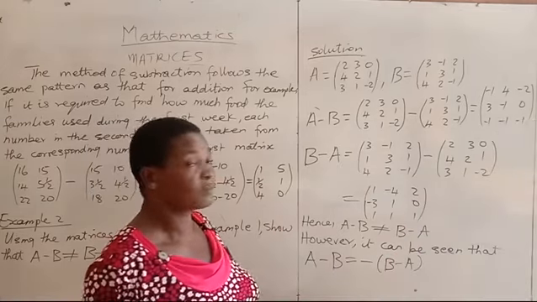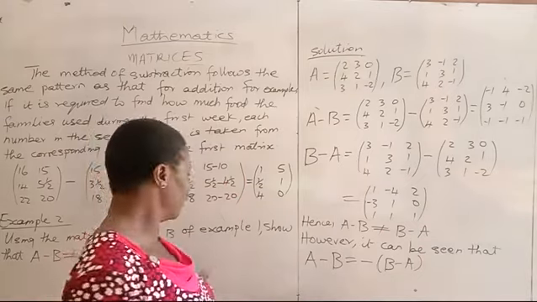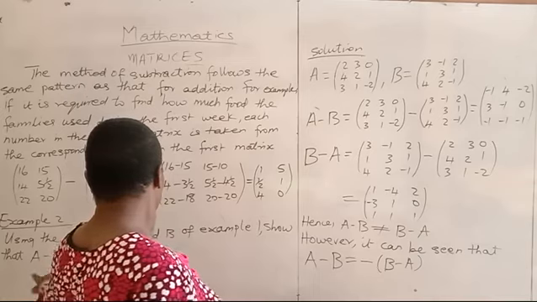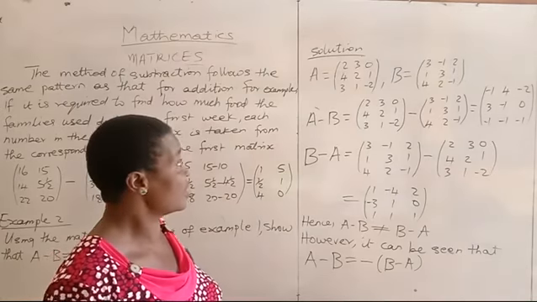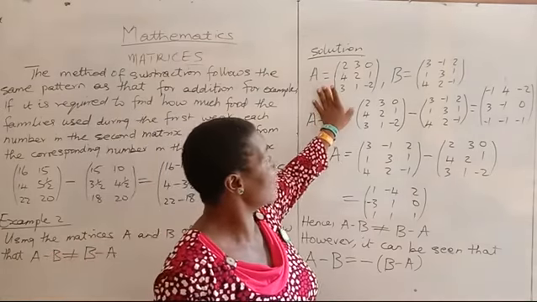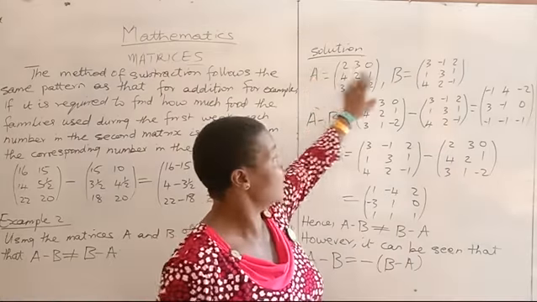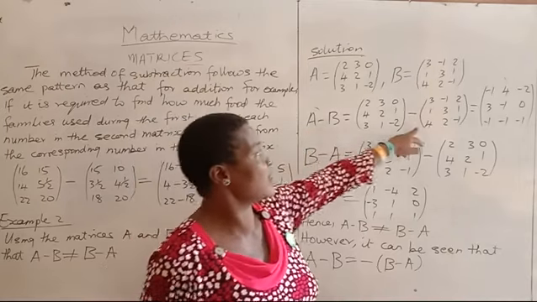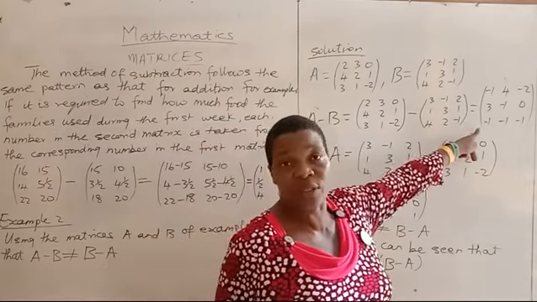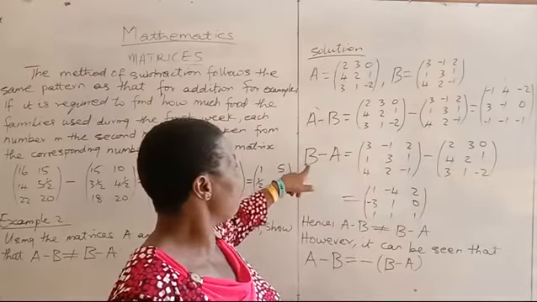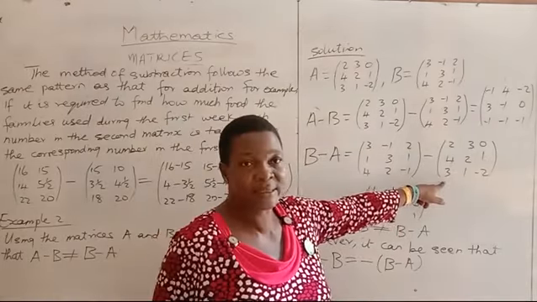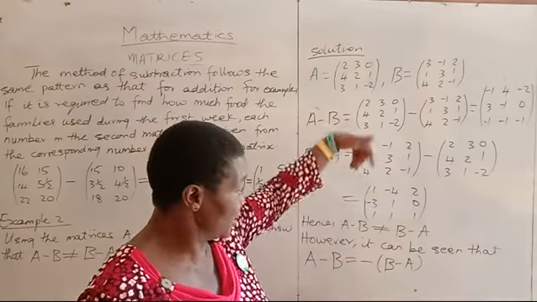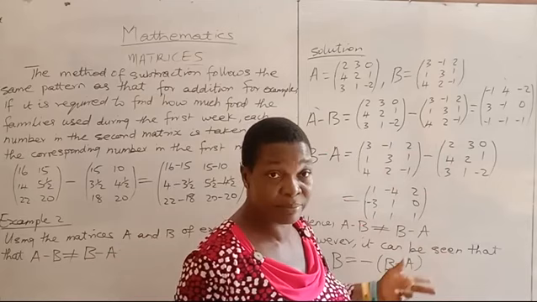Solution. To show that, carry out the two operations there. Carry out A minus B, which we have here. This is matrix A in example 1. This is matrix B. A minus B is this, which gives this result. While B minus A is this, and this is the difference. Now, looking at the two results, you can see that they are not the same.